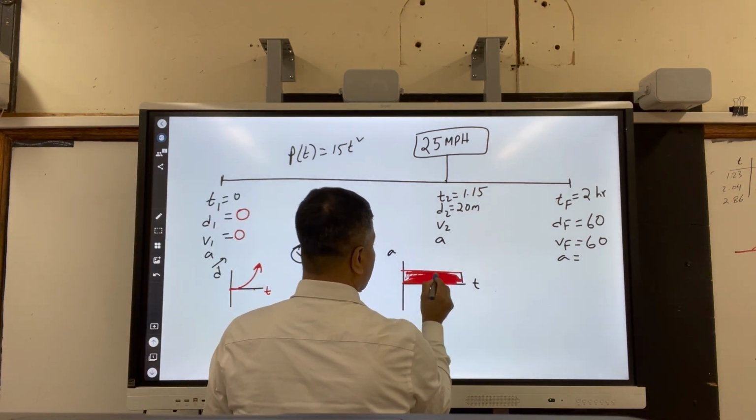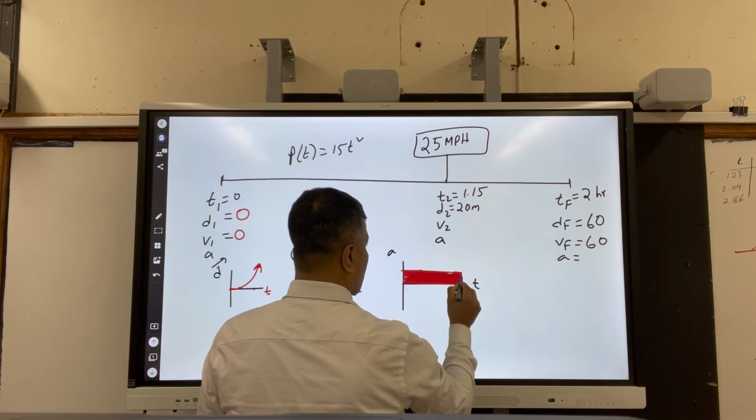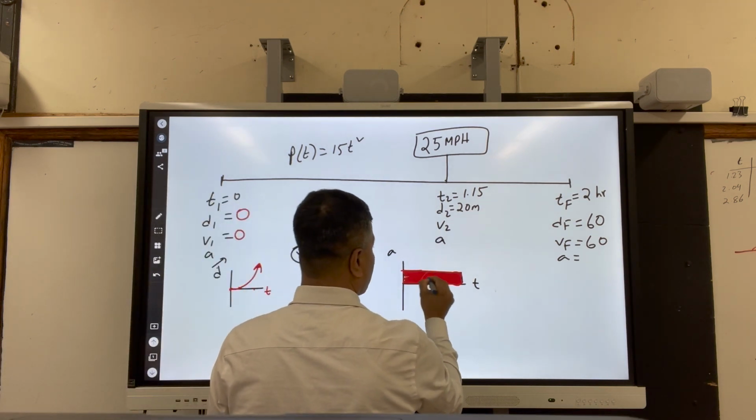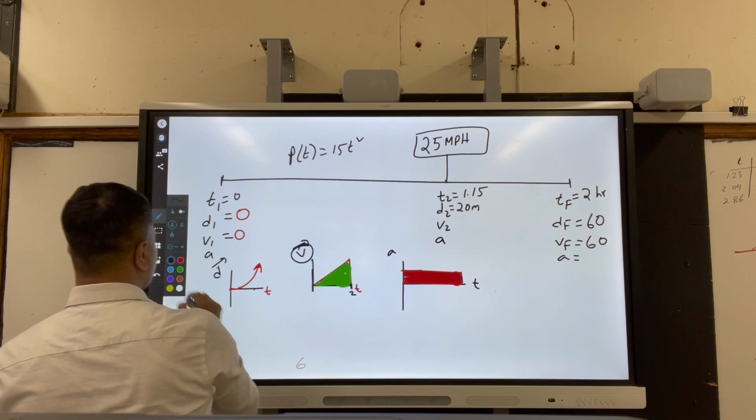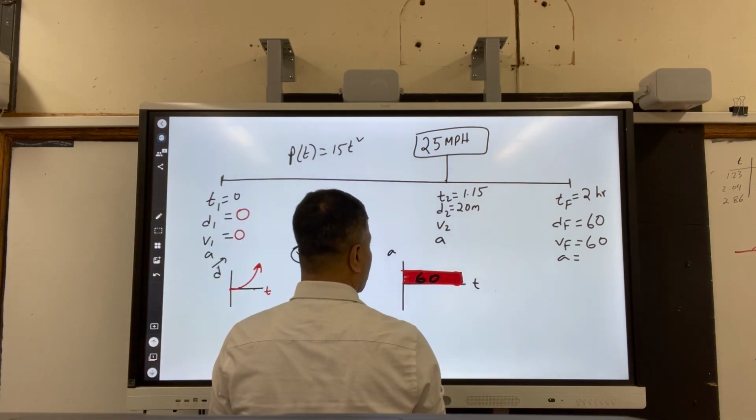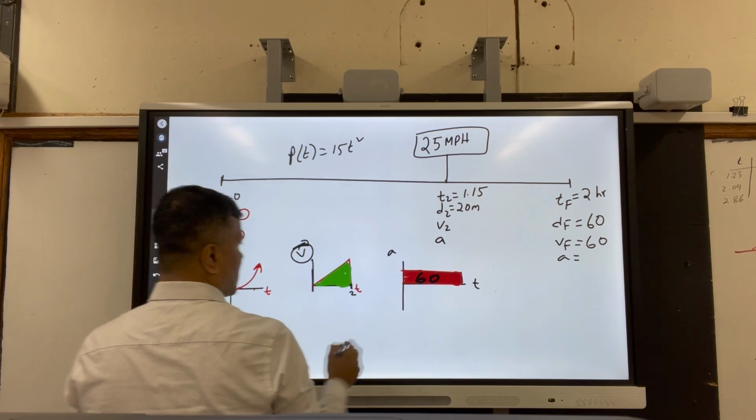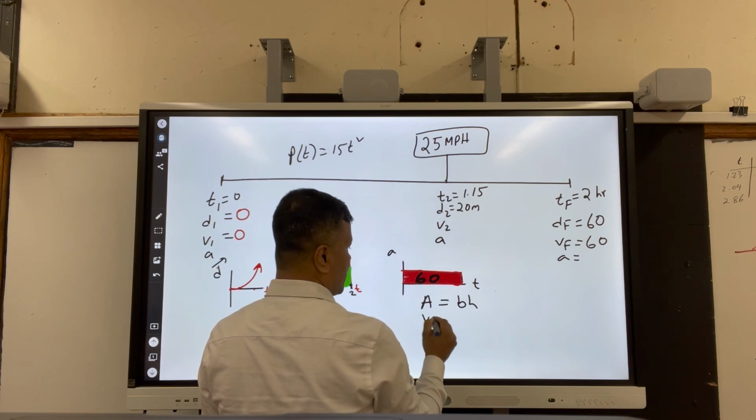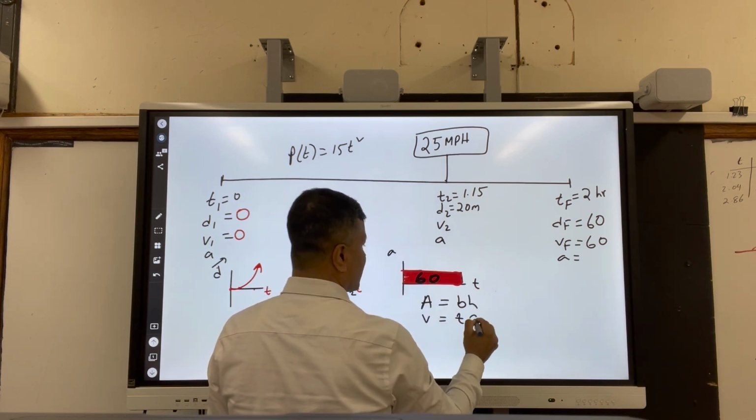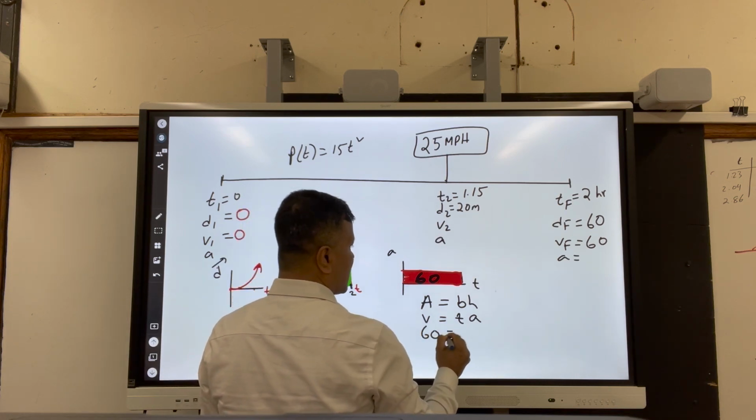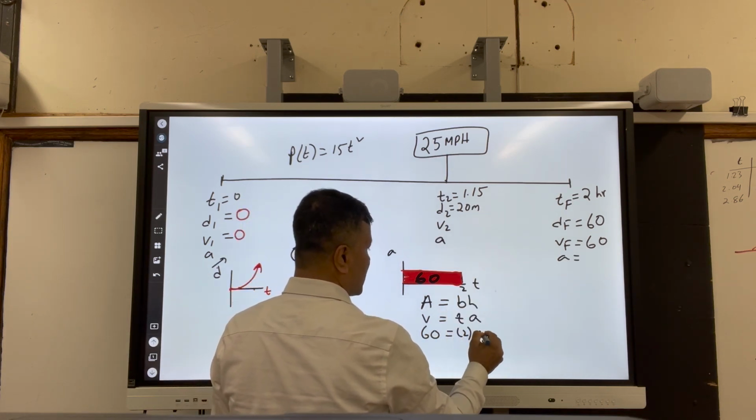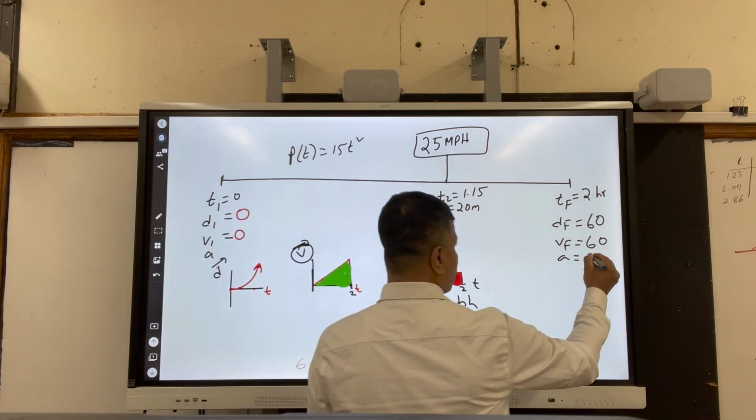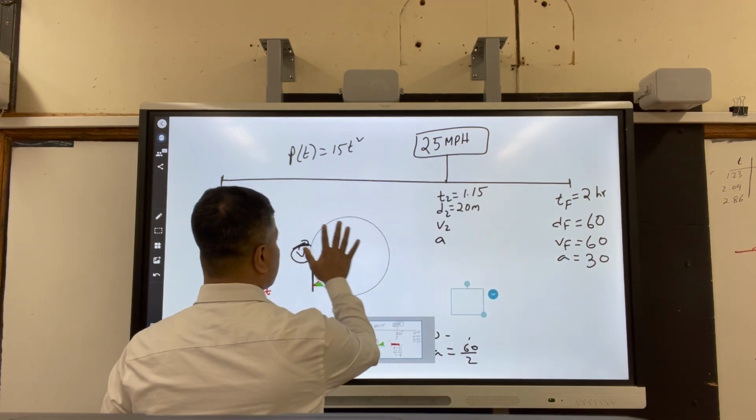So area under the curve has a name, and that is called velocity. So the velocity is 60. Okay, so now the area is BH. B is t, and h is acceleration. So the velocity is 60, and time is of course 2, and a is a. So acceleration is 60 over 2. So acceleration is 30.